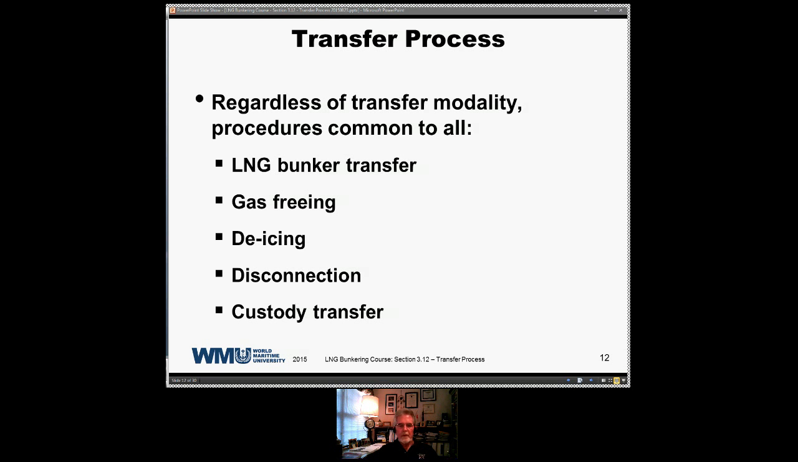The disconnection process is a very, very methodical process, and usually in conjunction with the disconnection, the custody transfer, the measurement of the volume of cargo transfer, is conducted on board the ship, and the ship's figures are used as the official quantity of LNG that has been transferred between the deliverer and the receiver, terminal, or the vessel, whatever the case may be.